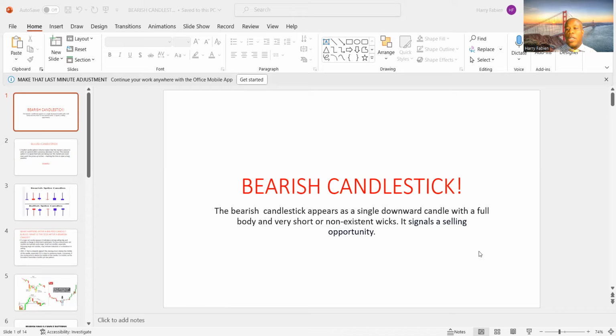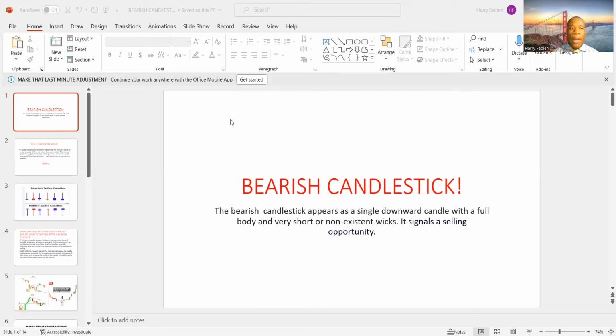So what is a bearish candlestick? A bearish candlestick appears as a single downward candle with a full body. It can be a big body, or a small body, or it doesn't have a body at all, or has a non-existing wick. Sometimes you have wicks. I'm going to show you what a wick is. Its signal is selling pressure. Whenever you see a bearish candle, it means the stock will go down, or selling pressure.